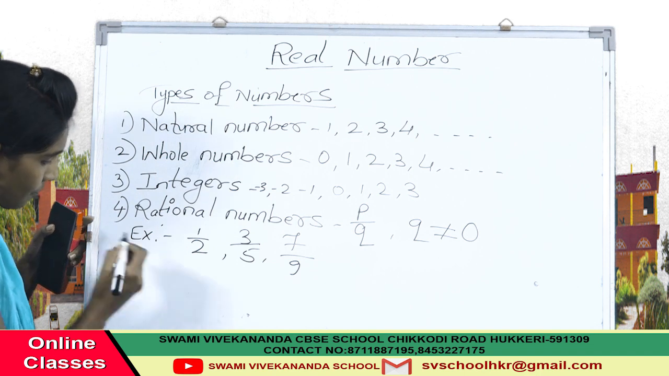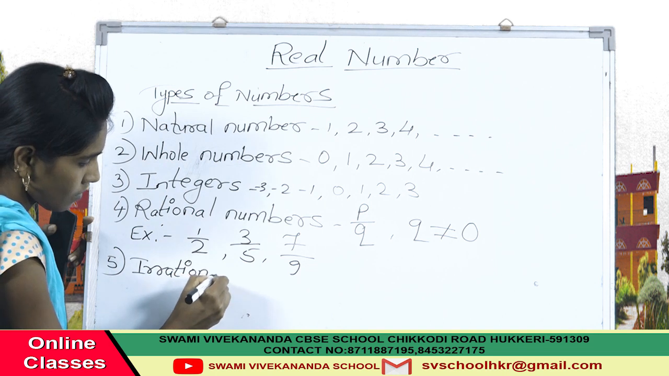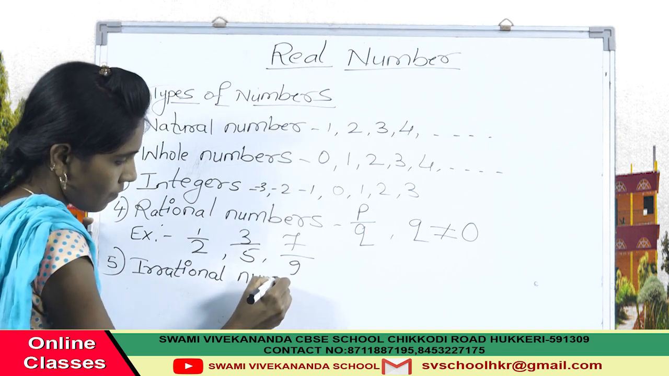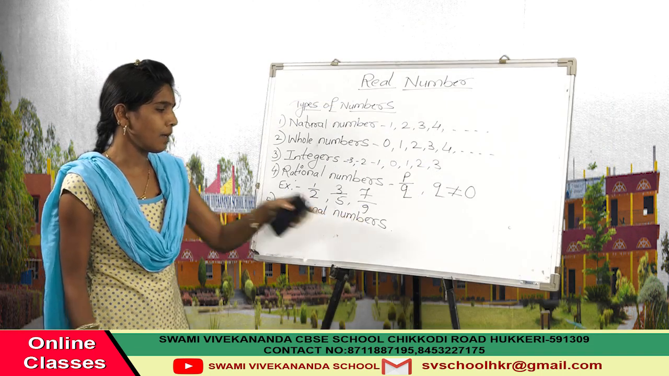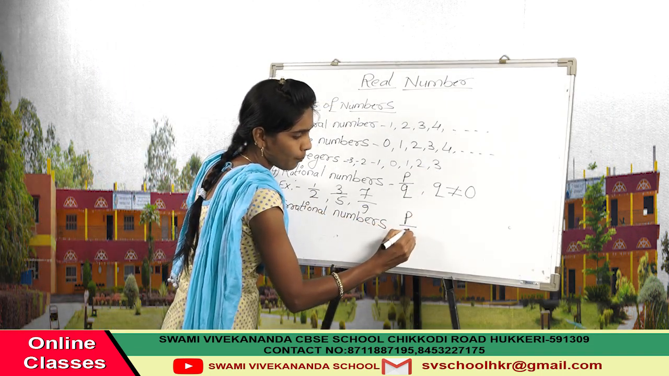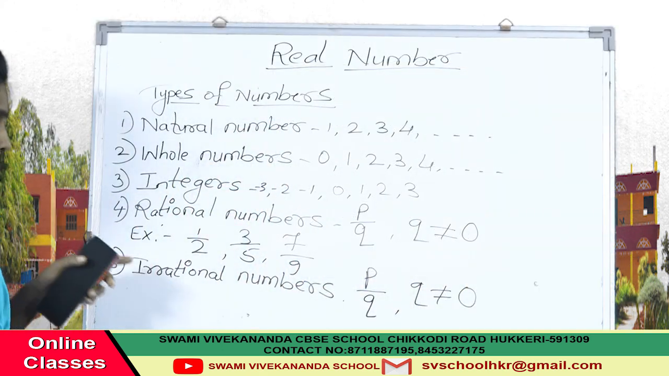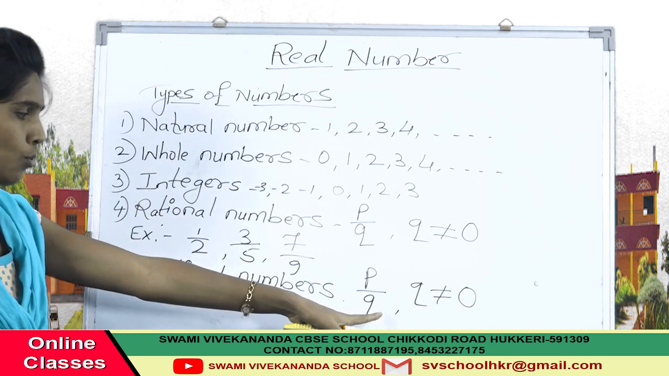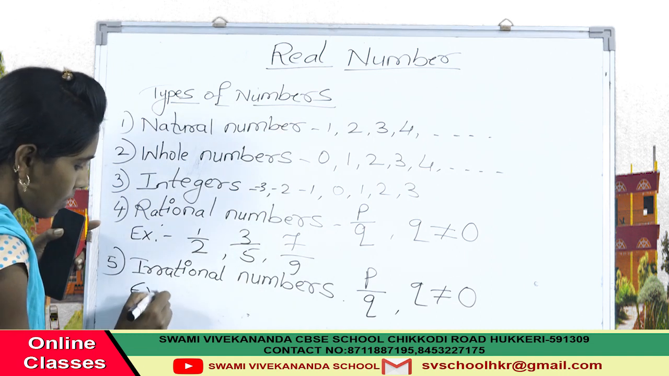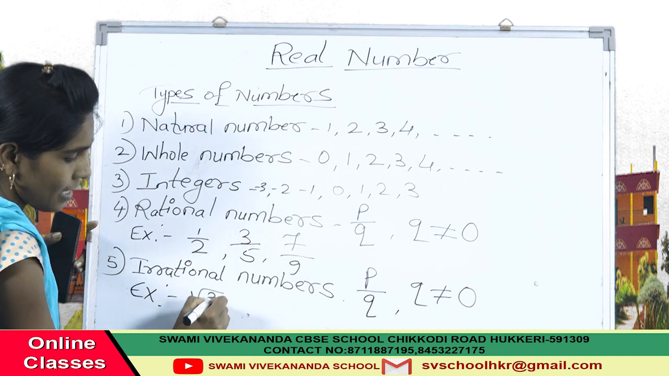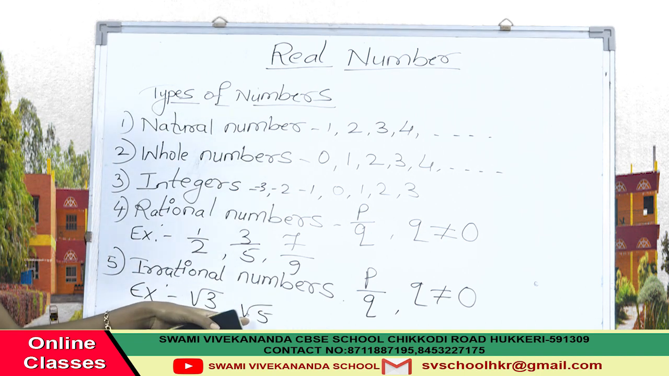Next one is irrational numbers. Irrational numbers are not in the form of P by Q with Q not equal to 0. Then which numbers are these? These are root 3, root 5. These are the irrational numbers.